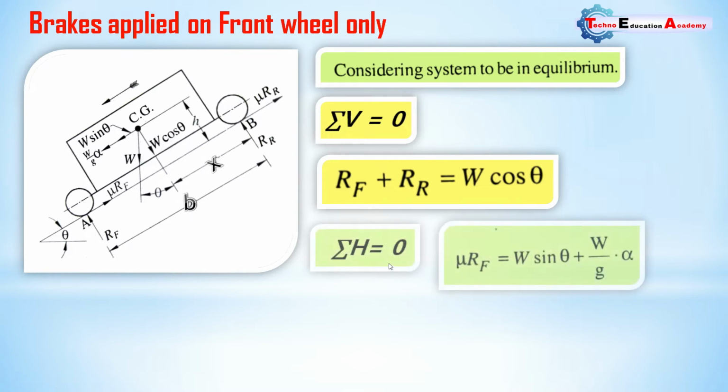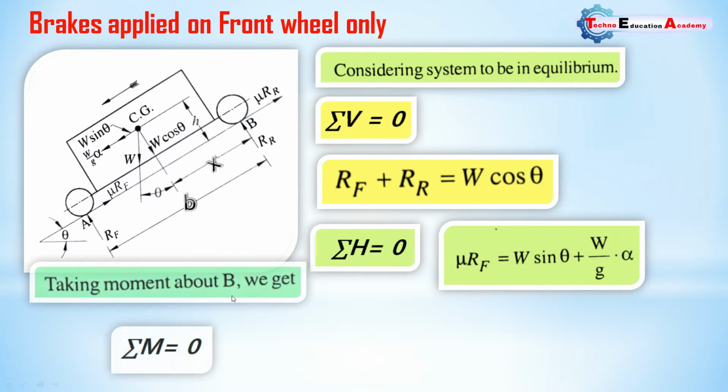Now we are considering sigma horizontal equal to 0. In the direction of motion on the inclined plane, the horizontal forces are mu RF and mu RR. But our case is brakes applied on front wheel only. So here we are considering the friction force on front wheel only. We are not considering the friction force or braking force on rear wheel. So friction force on front wheel equals mu RF, and in the direction of motion of the vehicle, the two forces we are considering for sigma horizontal are W sin theta and W by G alpha. It is in opposite direction.